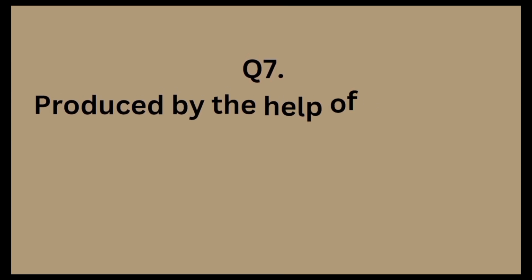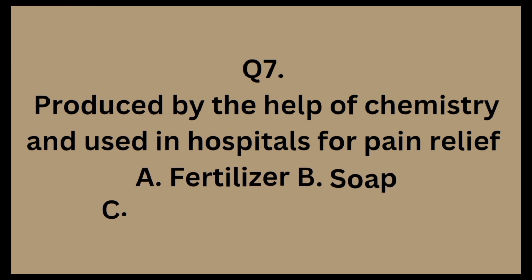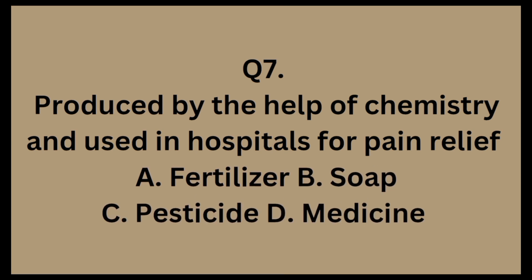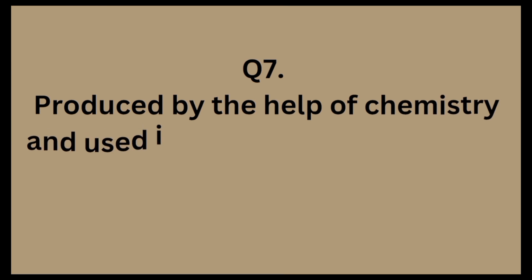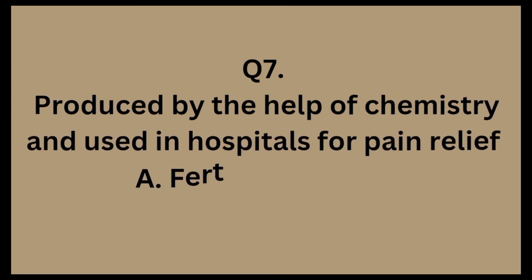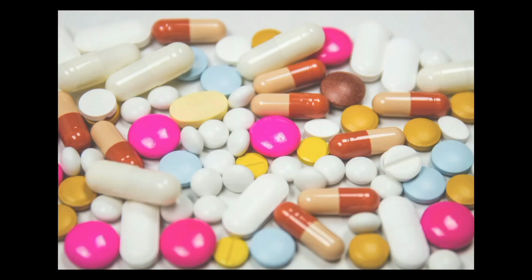Question 7. Produced with the help of chemistry and used in hospitals for pain relief. A. Fertilizer. B. Soap. C. Pesticides. D. Medicine. Let's see each alternative. Fertilizer. Previously we defined it, but fertilizer is related to agriculture, to increase the productivity of crops. Due to this reason, A is not the answer.